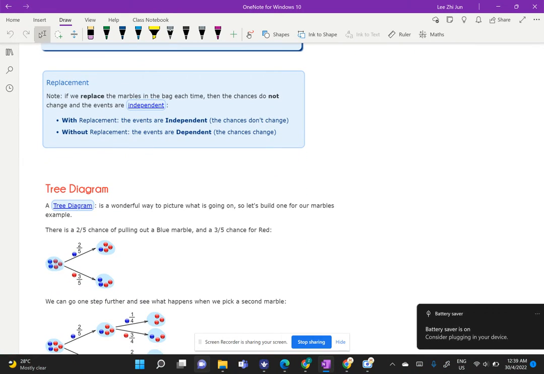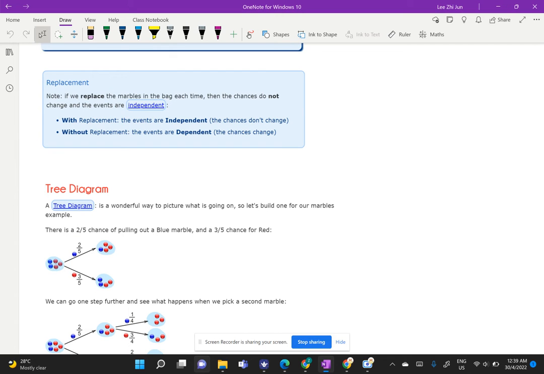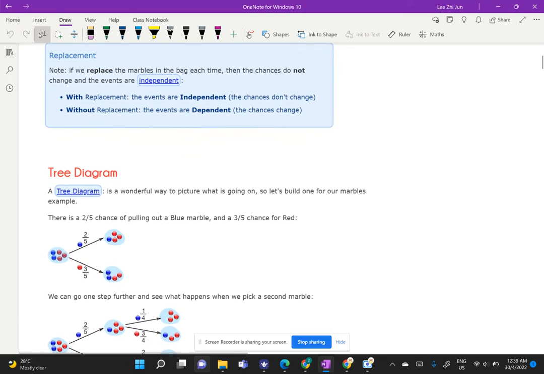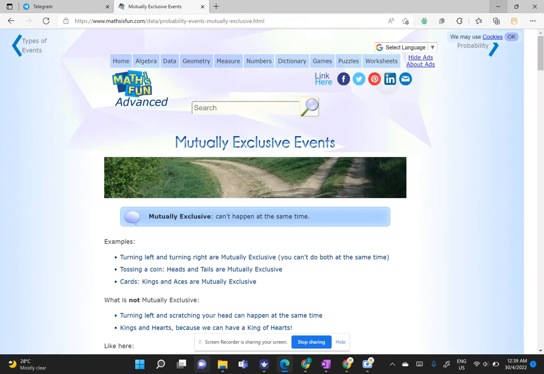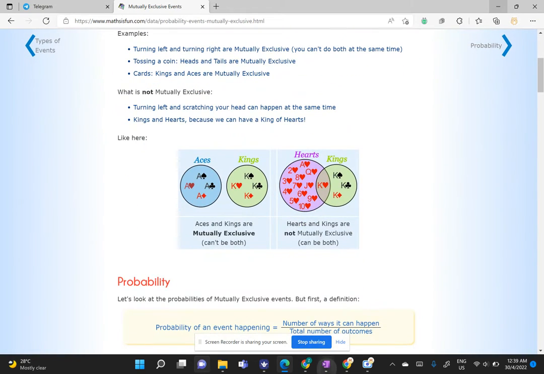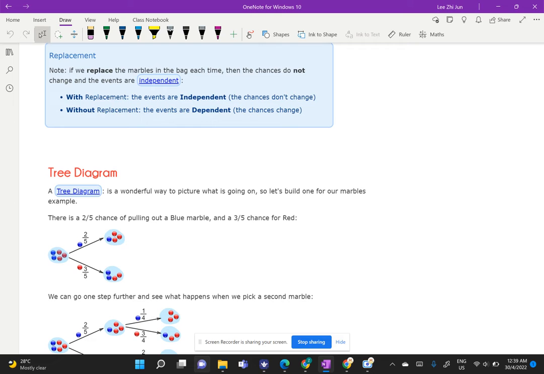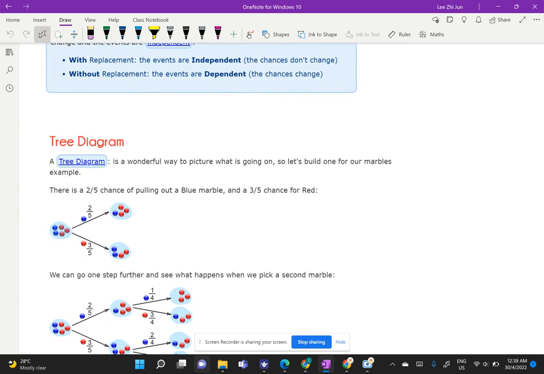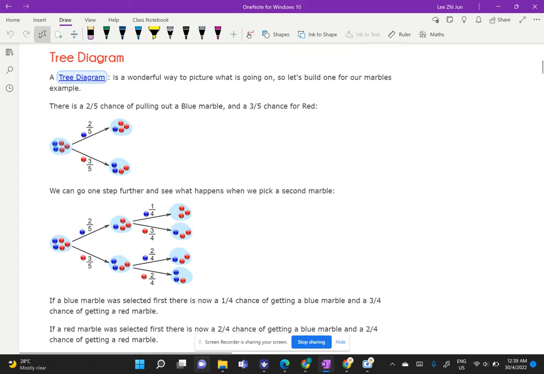A tree diagram is a wonderful way to picture what is going on. Let's build one for our marbles example. From the source of Maths Is Fun, we just use the example from it. There is a 2 per 5 chance of pulling out a blue marble and a 3 per 5 chance of red. We can go one step further and see what happens when we pick the second marble: 1 per 4, 3 per 4, 2 per 4, 2 per 4.